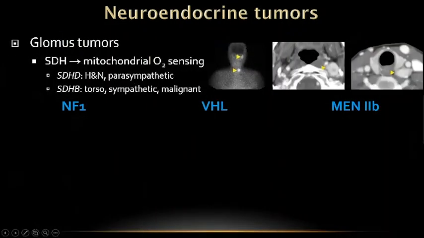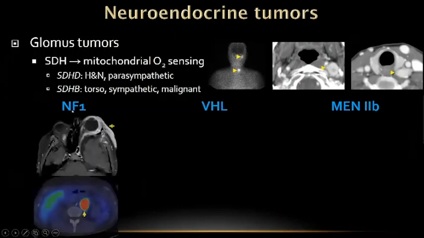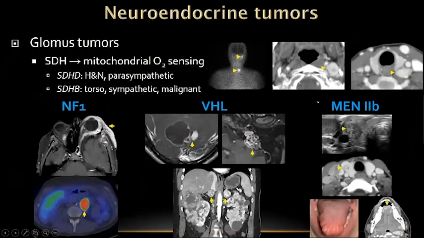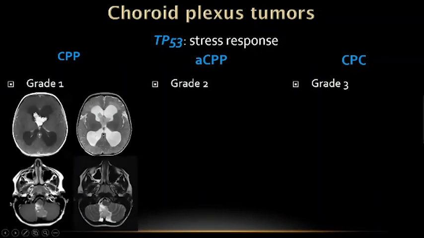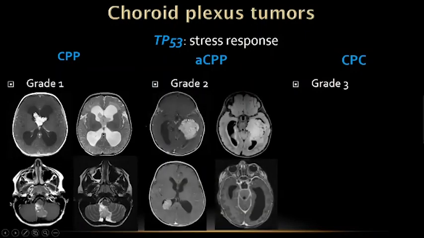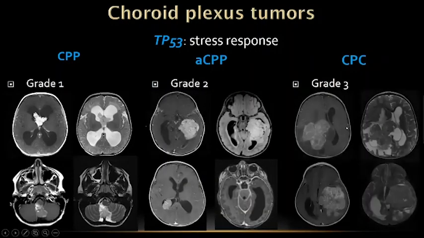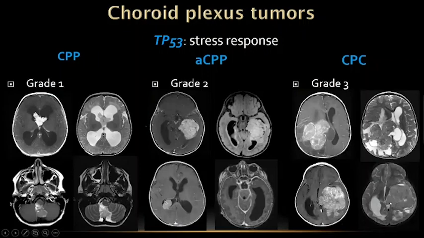Neuroendocrine tumors in kids, we see glomus tumors, particularly with the SDH mutation for mitochondrial oxygen sensing in several different classic locations. And you can also see neuroendocrine tumors in NF1, in von Hippel-Lindau, and in multiple endocrine neoplasia. So just a lot of different genetically driven tumor predisposition syndromes. The choroid plexus tumors have been linked to TP53, which you see in a lot of different cell cycle things, but stress response. So this really determines the grade of the choroid plexus tumor, whether it's well defined within the ventricle, whether it starts to be invasive and have leptomeningeal spread, or whether it's frankly invasive into the brain parenchyma.